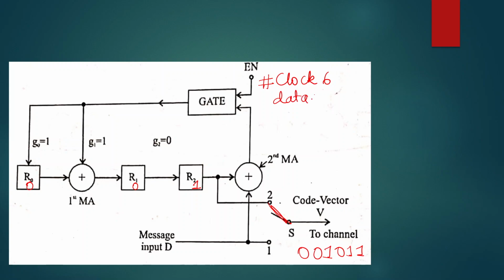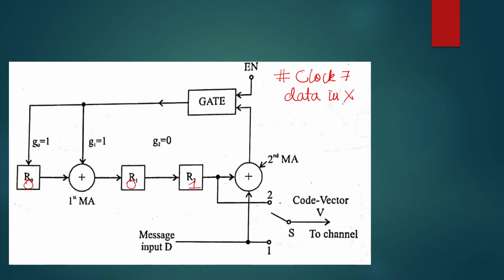Data in is again a don't care. I mean, we have not applied any data, and the content in R0, R1, R2 is 0, 0, 1. Lastly, we are left with 0, 0, 1. In clock number 7, the data is still a don't care condition. The content of R2 is pushed out into the channel.